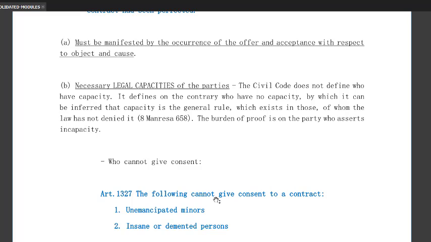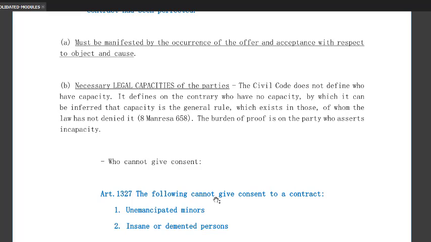So, who cannot give consent under Article 1327? Under Article 1327, unemancipated minors, insane or demented persons, and deaf mutes who do not know how to write cannot give consent. Here, unemancipated minors, we remember, are those who have not yet reached the age of majority and are still under the supervision of their parents, under parental authority.